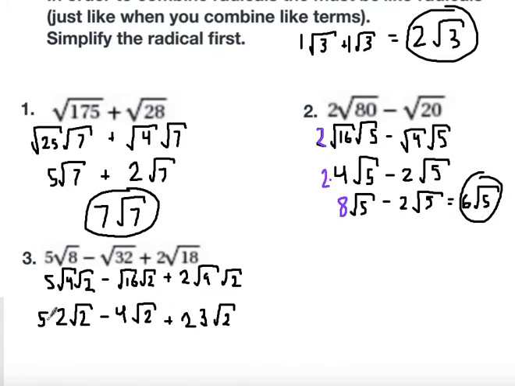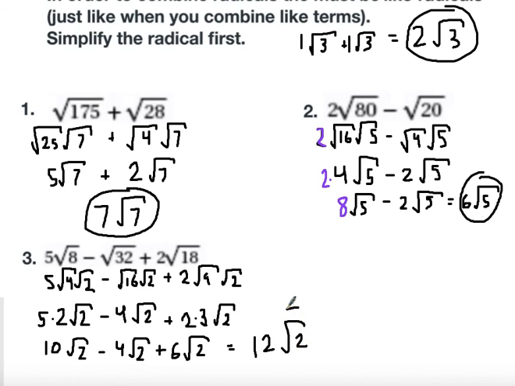But again, it's not 52 square root of 2. It's 5 times 2 square root of 2. And then this one over here is not 23. It's 2 times 3. So this will be 10 square root of 2's minus 4 square root of 2's plus 2 times 3, 6 square root of 2's. All right, so let's see what this is. 10 minus 4 is 6. 6 plus 6 is 12. So that means this whole thing ends up simplifying down to 12 square root of 2's. Very simple once you break them down and they're the same thing. It's just like combining like terms.